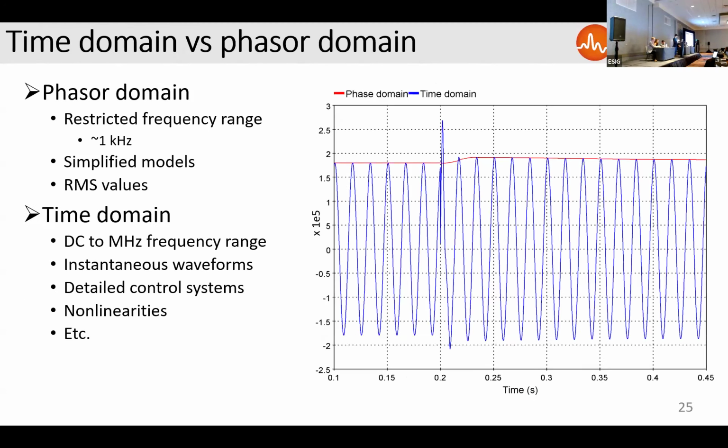There has already been a lot of information about the differences between phasor domain, transient stability type of software, and EMT type of software. So here's one typical example of how you may get different results. In EMT, you get the instantaneous waveform, so you have, let's say, sinusoidal signals. In transient stability programs, you get the RMS values.